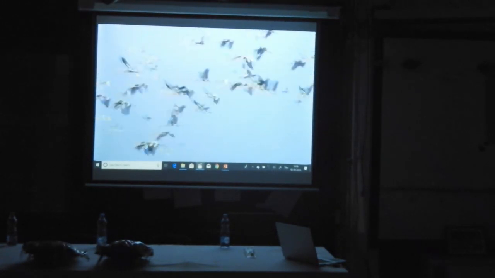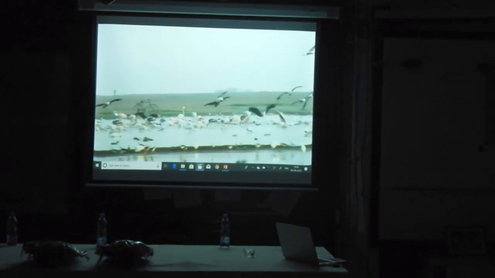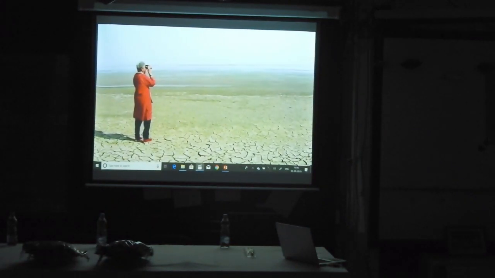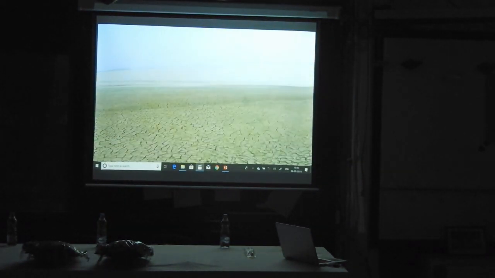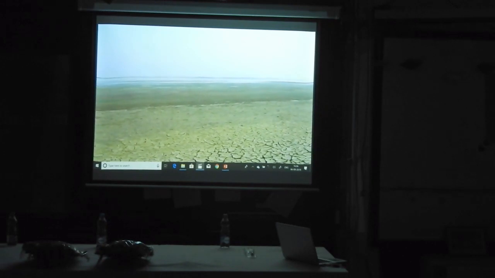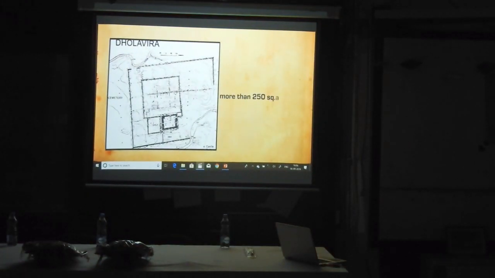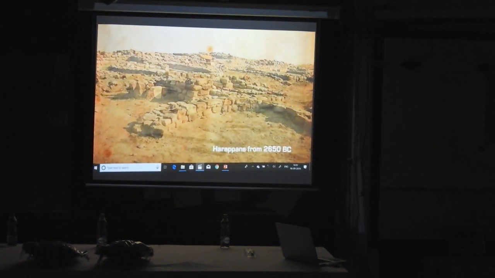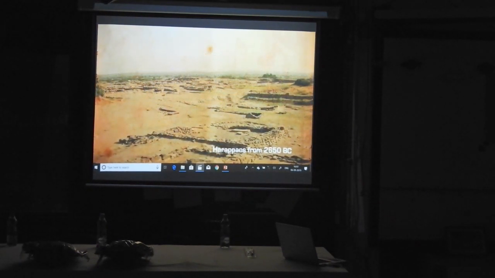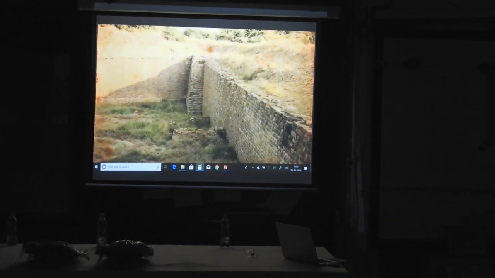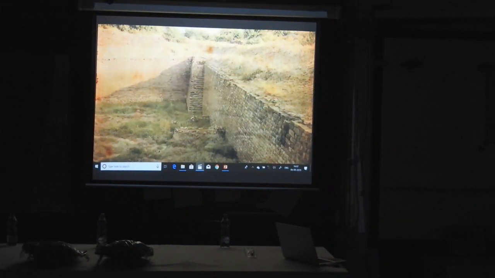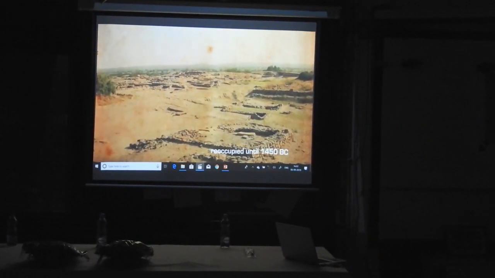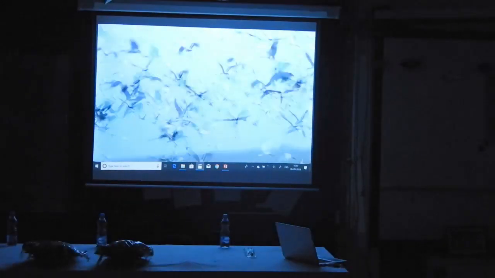It is located on the Khadir Island, or better known as the Khadir Bet, within the desert wildlife sanctuary of the Rann of Kutch. The area of the site is more than 250 square acres, and the ancient city was occupied by the Harappans from 2650 BC, declining slowly after 2100 BC. It was briefly abandoned and reoccupied until 1450 BC.